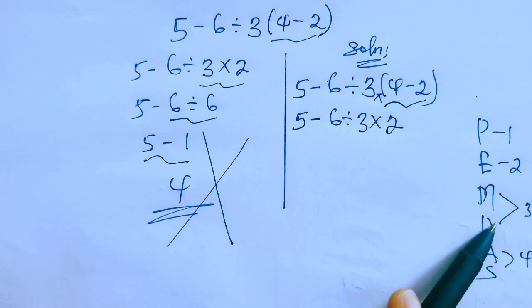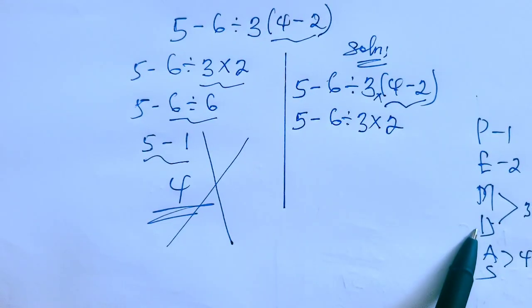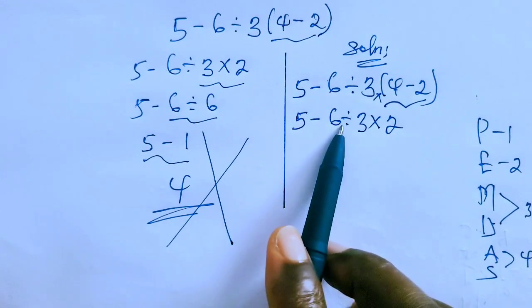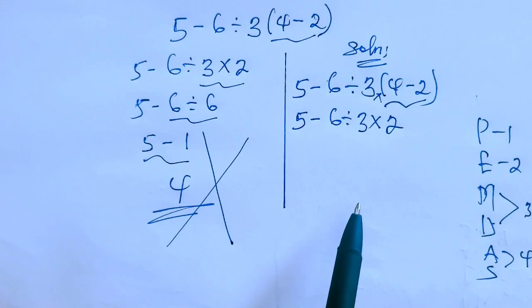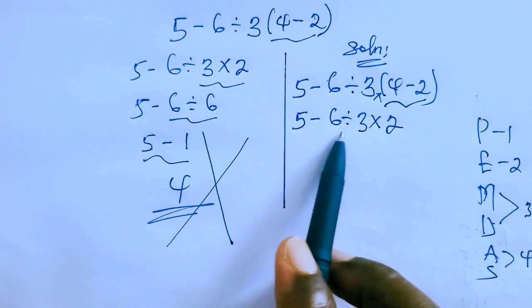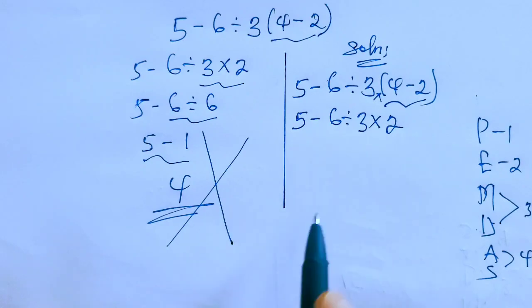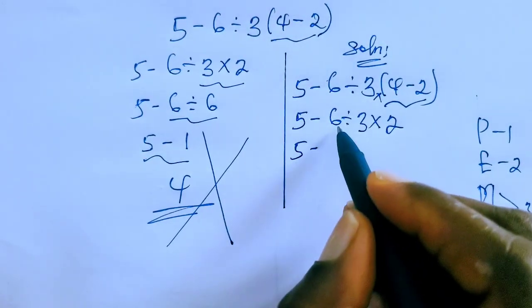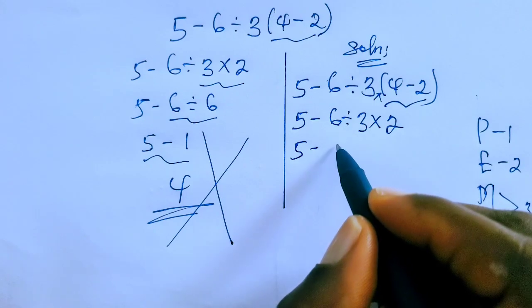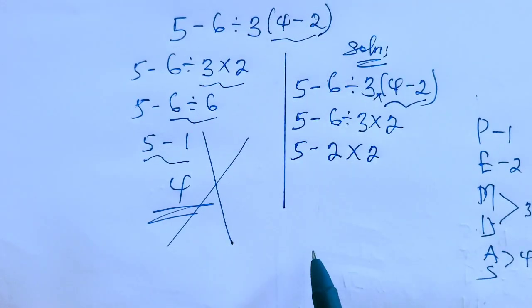Now, still following this order of operation, we are going to consider division, because division has higher priority than the multiplication and the subtraction. Therefore, we are going to consider division. And note that the operation is from left to right, and the expression becomes 5 minus 6 divided by 3, that gives us 2 when multiplied by 2.